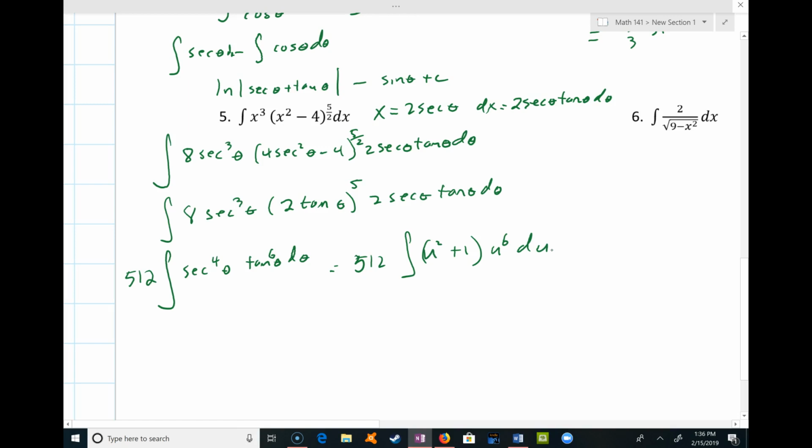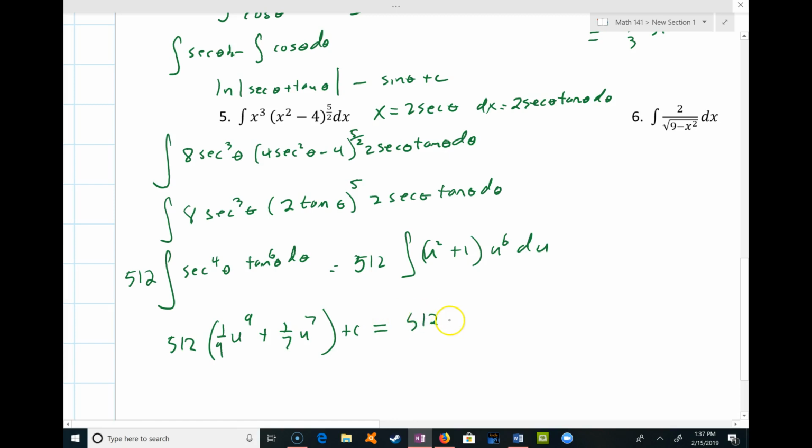We're letting u equal tangent, and therefore we pull out a secant squared as part of the du. Okay, so then in the end we're going to have 512 times, so that's u squared times u to the 6th is u to the 8th, so that'd be u to the 9th with a 1/9 out front, and that would be u to the 6th, so that'd be 1/7 u to the 7th plus c.